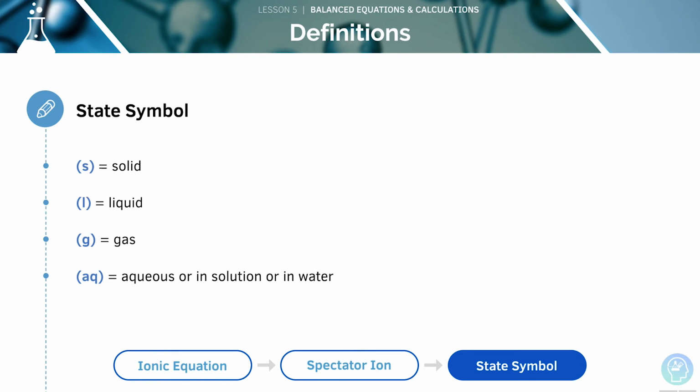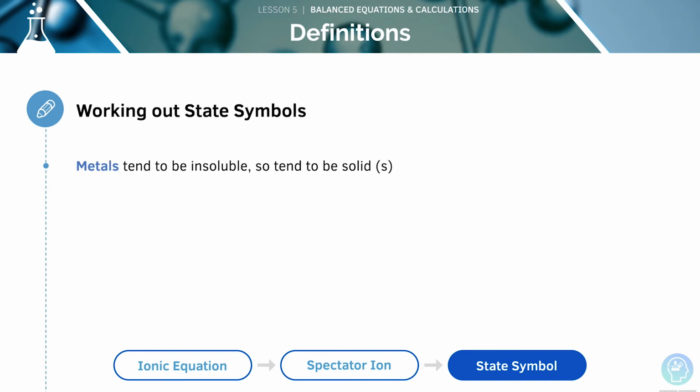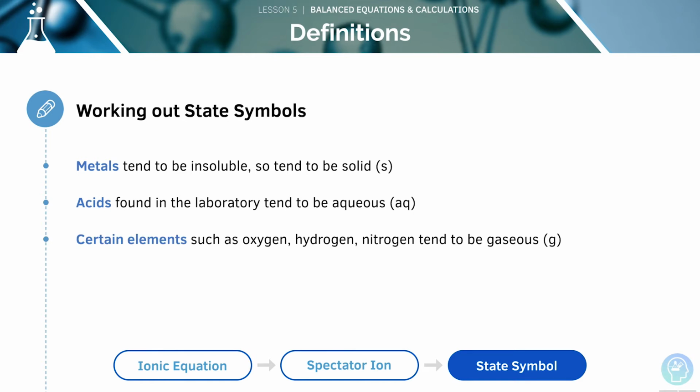You can't really work out these state symbols. Instead, you'll start to remember them through memory or general instinct. Here are some tips for working out state symbols when writing equations. Metals tend to be solid, since they are insoluble. Acids tend to be found in solution, so they are aqueous. Some elements always tend to be gases. If a reaction occurs in solution, normally most of the components are aqueous.